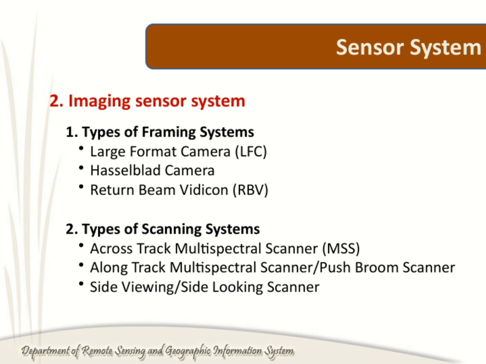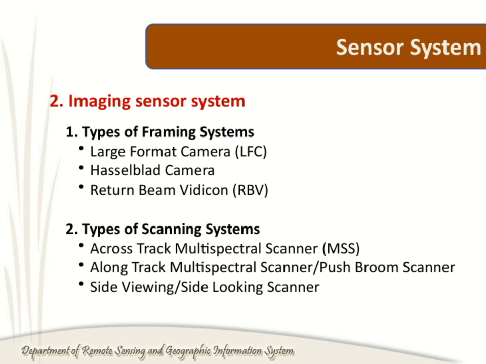We have the large format camera, or LFC, which is known for capturing high-resolution images with great detail. Then there's the Hasselblad camera, a well-regarded system famous for its precision and image quality. Finally, the Return Beam Vidicon, or RBV, which was traditionally used for space imaging, offering broad coverage.